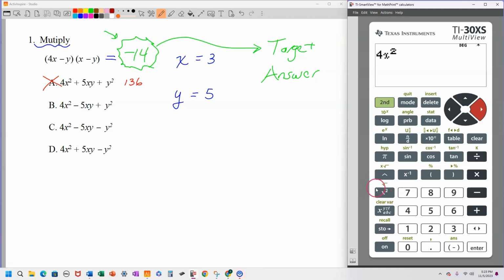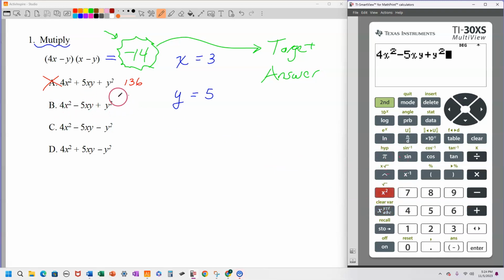I think it's easier just to use this x squared button. So let's just start from the beginning again and just use this one. So 4x squared. Easier that way. Minus 5xy. 5x, and then I hit this right arrow, and then I hit this twice. Plus y squared plus, hit this twice, squared.